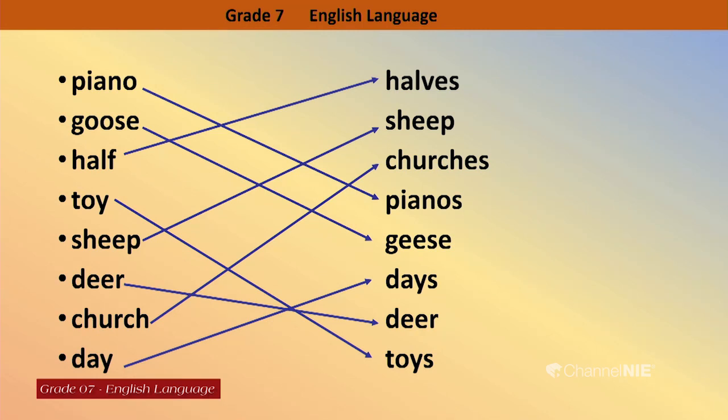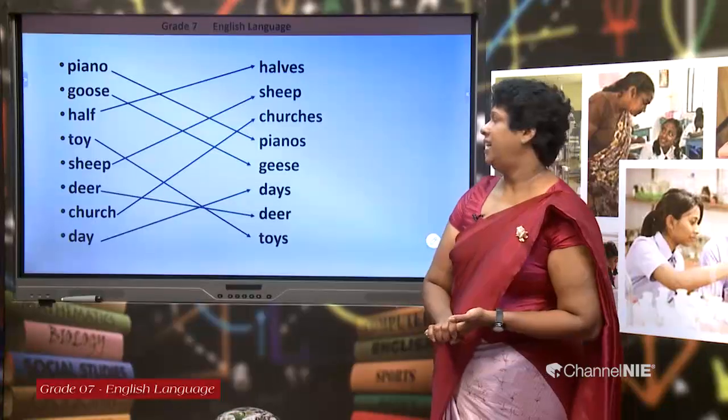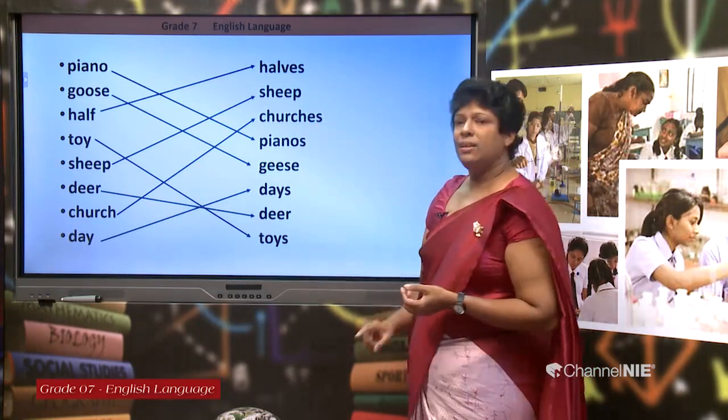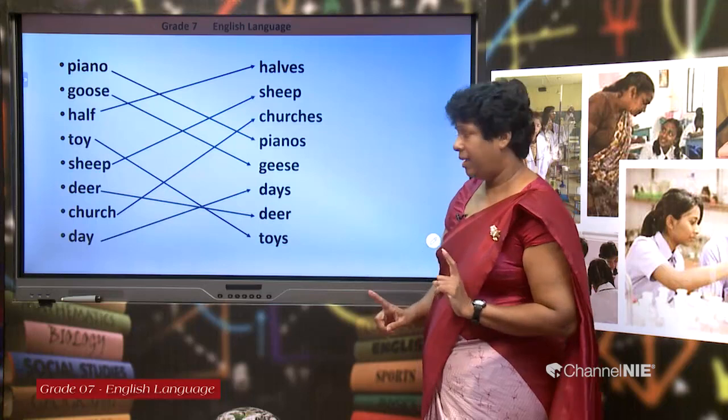We don't add S here. Deer, deer. Singular is the same word, plural is the same word. Day, days. Before that you have church, churches, day, days. Even though Y is there, we only add S. Sheep, deer, singular, plural, the same.